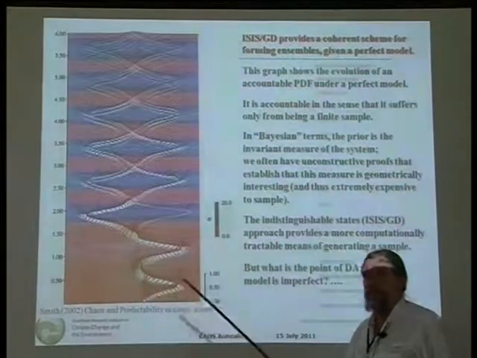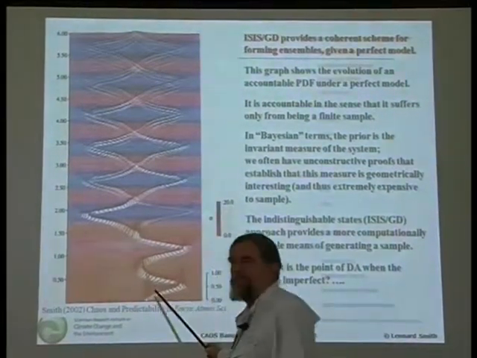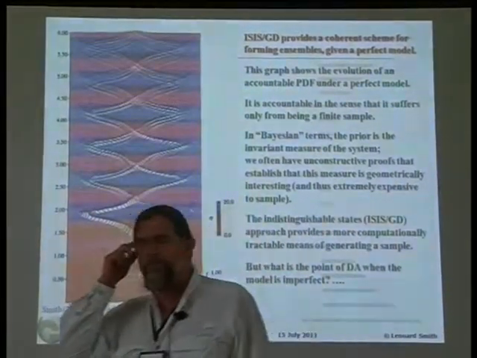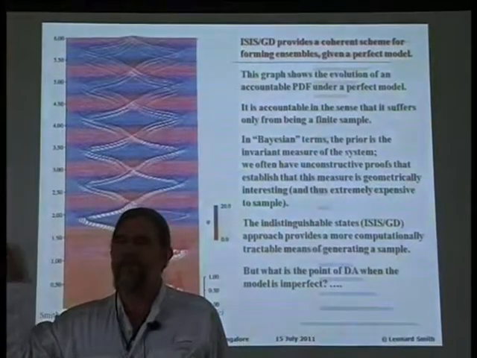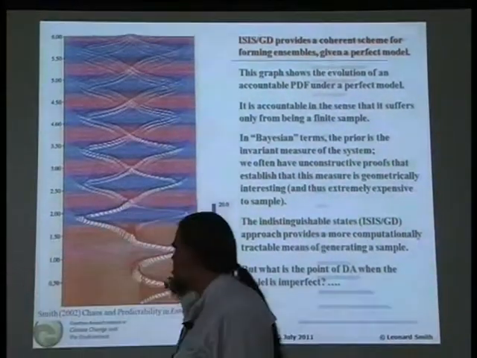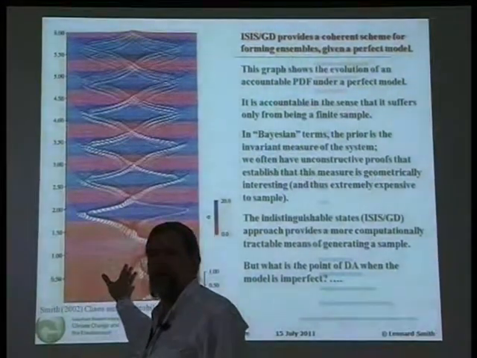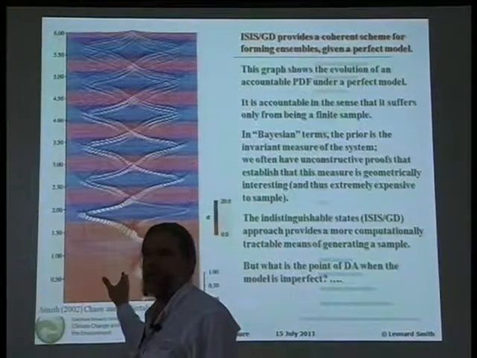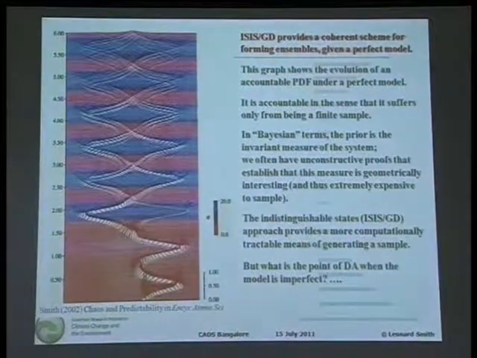So we spend a lot of time worrying about how to do data assimilation to provide this kind of probability forecast. And the aim here is to find an accountable forecast, a forecast that only suffers from the fact that we only have a finite sample. You can do this in a Bayesian way, and the formulation works perfectly, it's just impossibly hard to do. Effectively, we find an importance sampler that allows us to move forward. The problem is that we can only do this when the model is perfect.